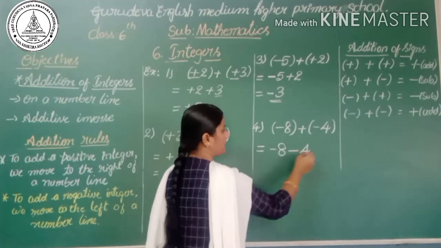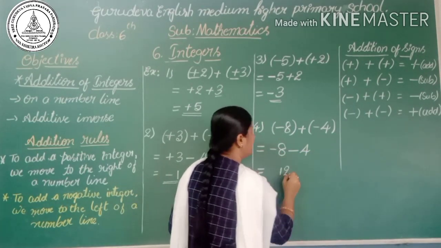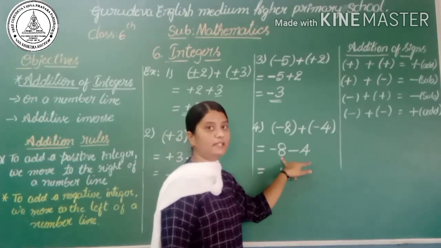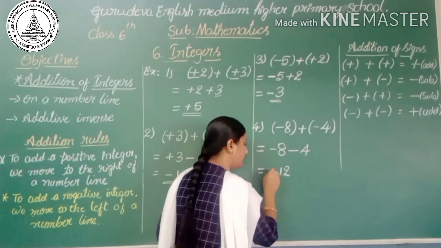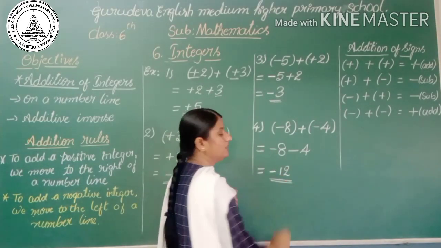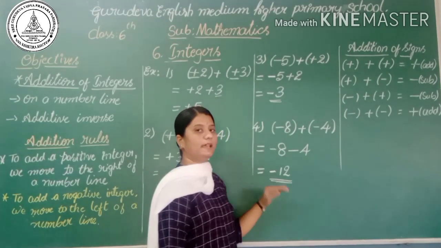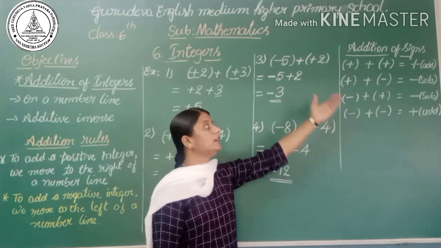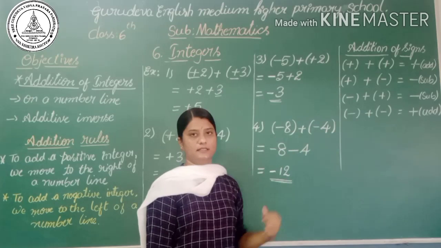Right. So 8 plus 4, 12. See here, 8 and 4. So here 8 has a greater value and its sign is negative. So we have to keep it in the prefix of the sum. Okay. So like this we have to add the integers having the different signs, so having the like and unlike signs.